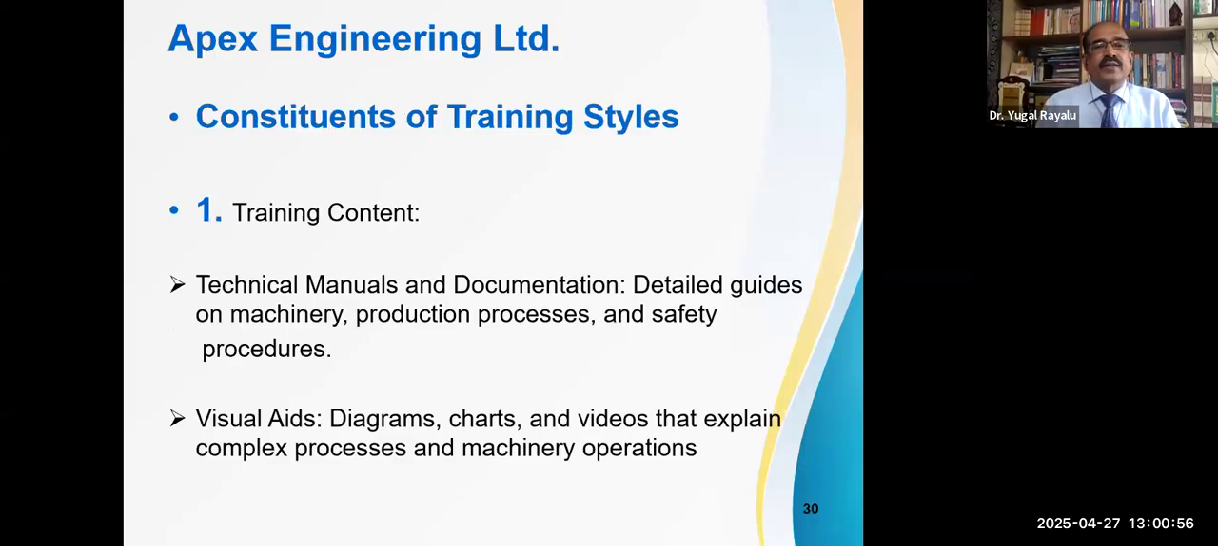Okay. Constituents of training styles that was adopted. What were the contents? Technical manuals and documentation. Detailed guides were prepared on machinery, production process, and safety procedures. Before actual training could start, what did they prepare? Technical manuals and documentation, and circulated. Now, this is not with me, whether they were circulated in bilingual or a single language. But effort was made to see that the employees, the trainees, understand what the intention of the training is. Then help was also taken of visual aids, diagrams, charts, videos that explain complex processes and machinery operations.